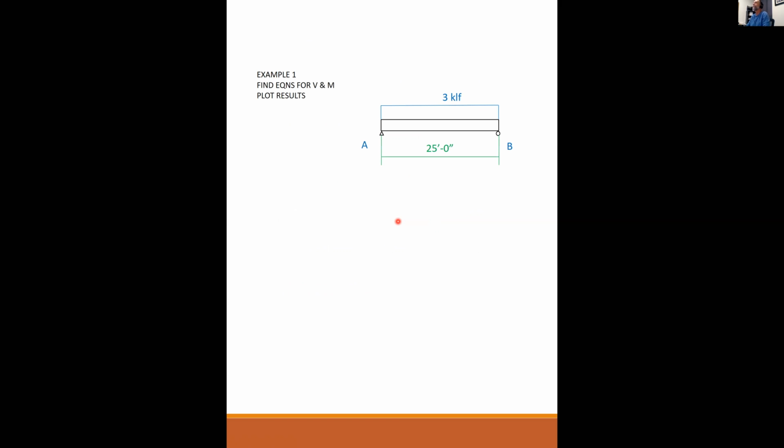Okay, so remember example number 1, where we had a 25-foot span and simply supported beam, 3 kips per lineal foot. So we still need to create a free body diagram, and we still need to solve for our reactions. That's still always the first step. Find your reactions. The resultant of the uniform load is 3 kips per lineal foot times 25 feet, gives me 75 kips. So to find my reactions, I sum my moments about A.